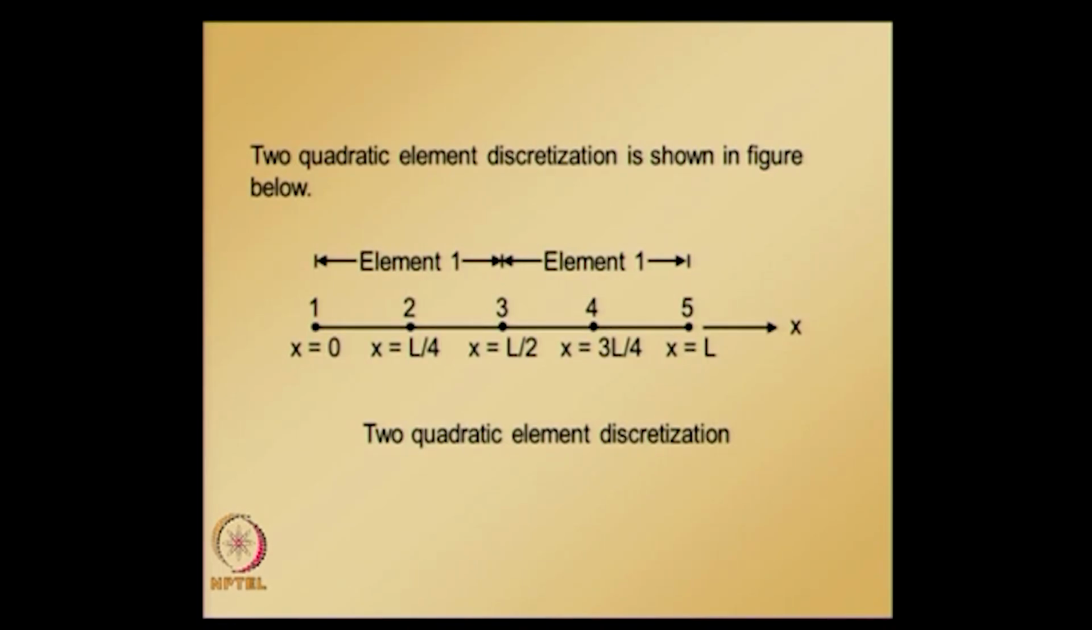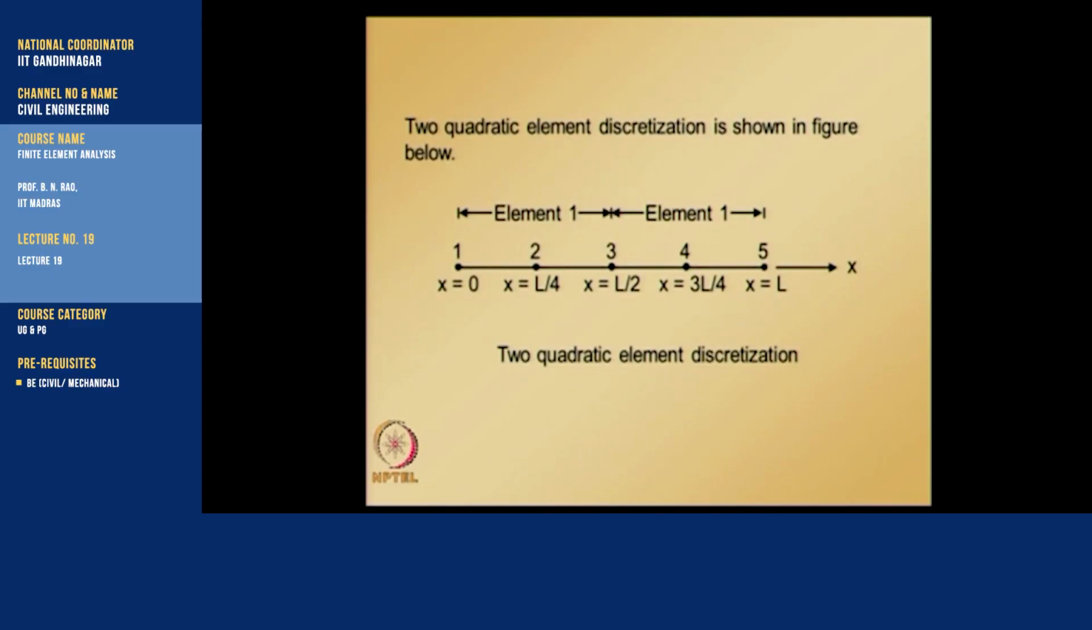The domain 0 to L is discretized using 2 quadratic elements, or a total of 5 nodes, and all nodes are equispaced. Element 1 comprises nodes 1, 2, 3, and element 2 comprises nodes 3, 4, 5. There is a mistake: instead of 2, 1 is printed for element 2. So, element 2 comprises nodes 3, 4, 5, and element 1 comprises nodes 1, 2, 3.